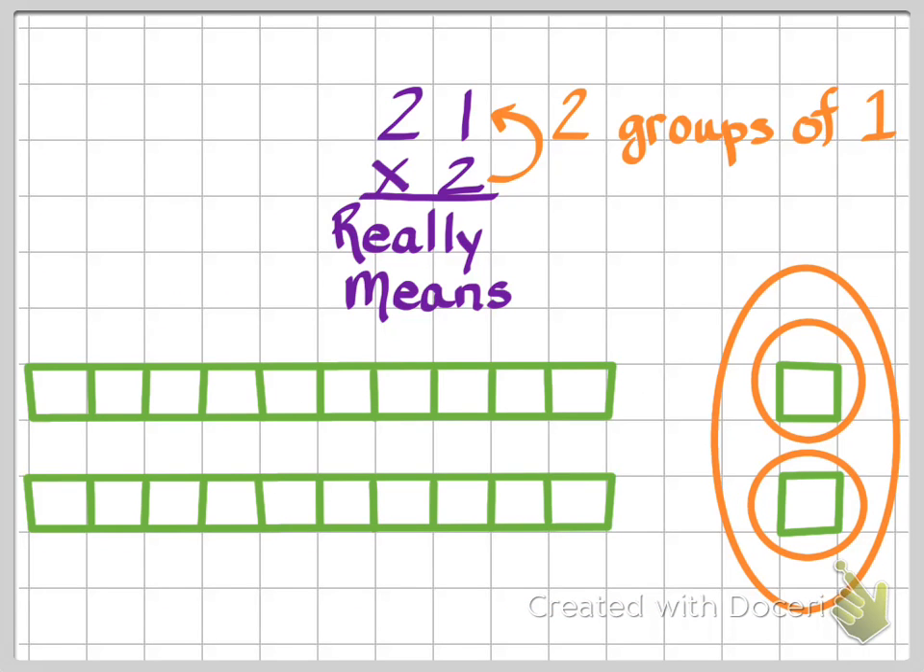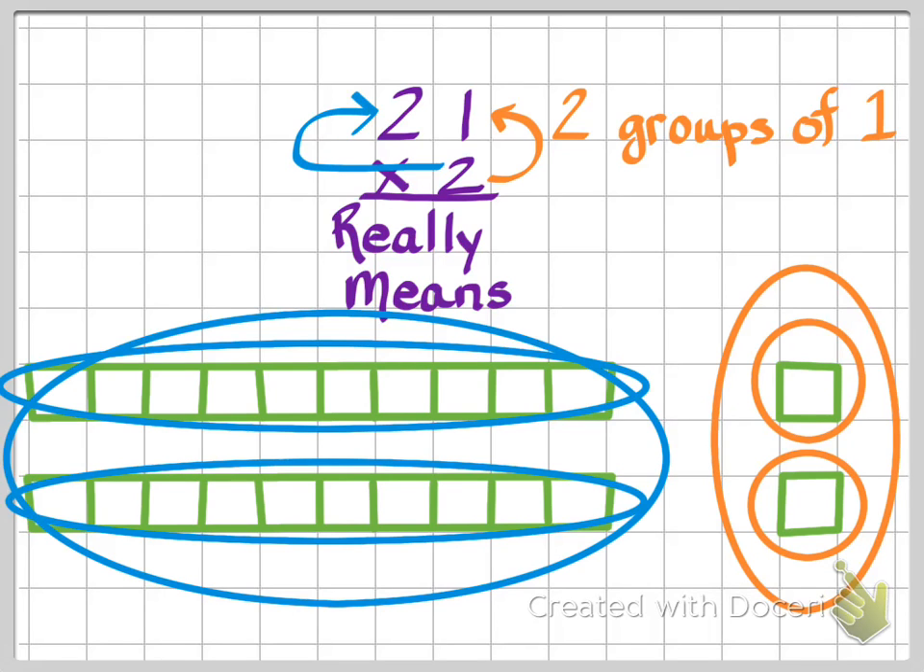And as a quick little review, we remember from yesterday that 21 times 2 really means 2 groups of 1 and 2 groups of 20. So we're multiplying the 2 by the ones place first. And then we're multiplying the 2 by the tens place.